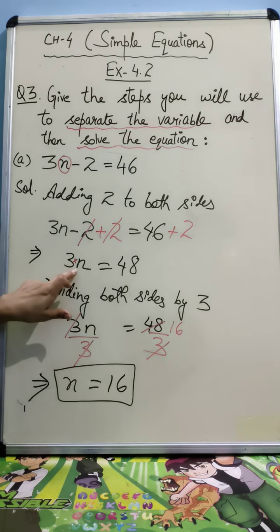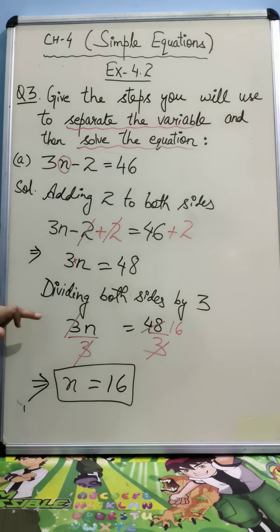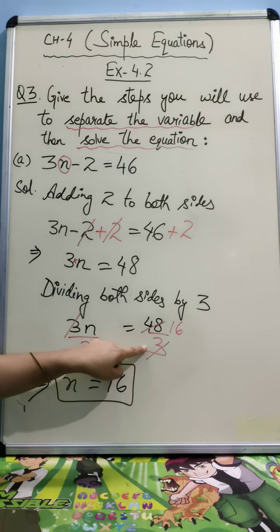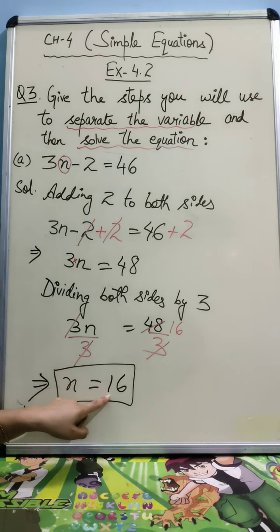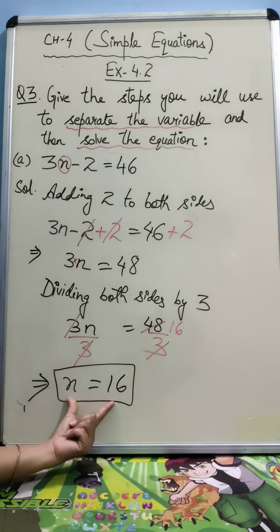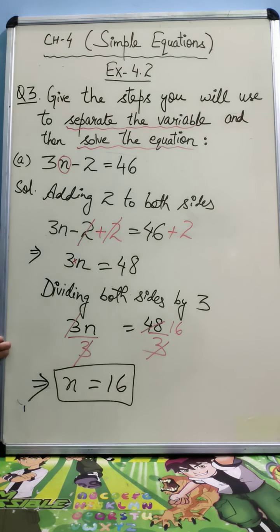Now again we have to separate this variable from this 3. So it is multiplied by 3. So to remove it, we have to divide by 3. Now to divide, we will divide by 3, LHS also and the RHS also. So 3 and 3 will cancel. So we will get only n, and here 48 divided by 3 is 16. So the value of n is 16. So this is our required solution. I hope this part is clear to you all.